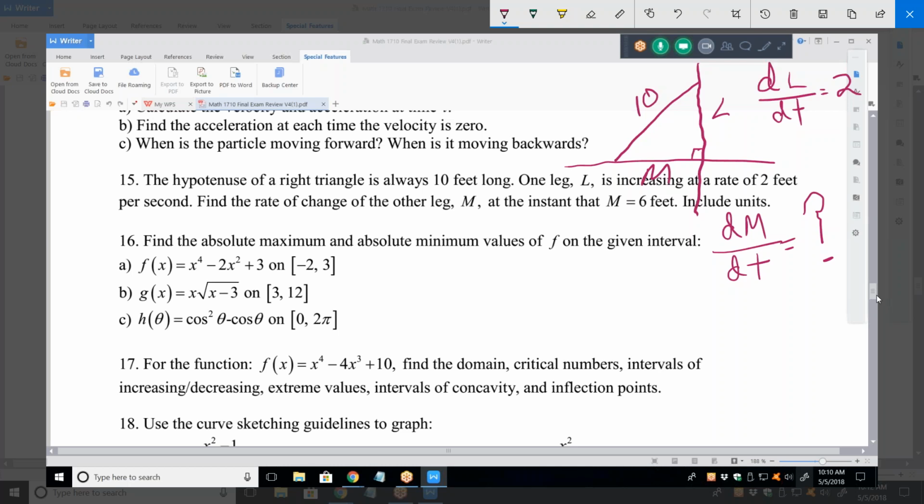Okay? So, what equation governs my triangle? Is it just a squared plus b squared equals c squared? In this case, it's m squared plus L squared equals 100. In other words, this is our master equation. And in all of these related rate problems, you're going to start with this master equation.